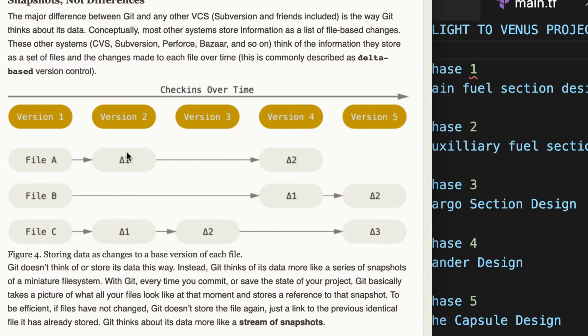Same thing when you're going for version 4 for file A: that will be a pointer to file A, the delta in version 2, and then the delta in version 4. Now what this does is you don't have repetition of the same data all over, and you still have all the versions, basically the life cycle of that file through the entire project.